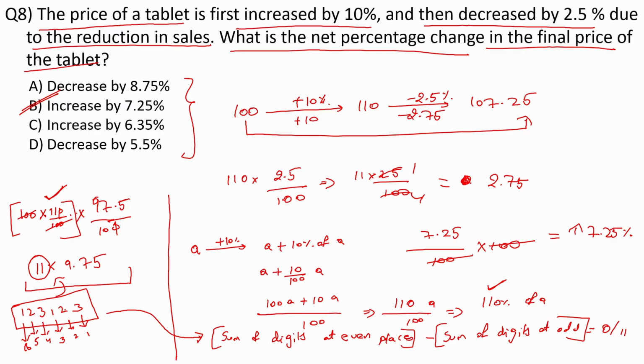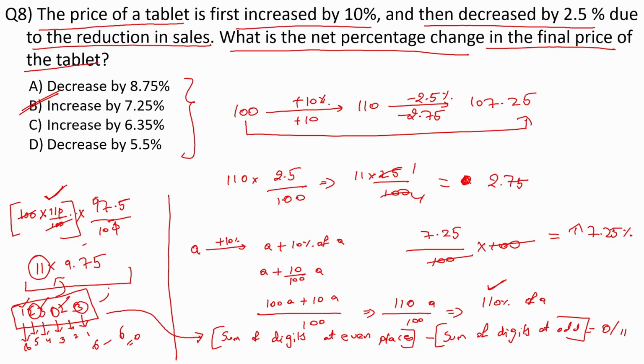Sum of digits at even places is 2 plus 3 is 5 plus 1 is 6. Sum of digits at odd places is 3 plus 1 is 4 plus 2 is 6. 6 minus 6 is 0. So I can say that 123 and 123, that is 123123, is a multiple of 11 or it is divisible by 11.